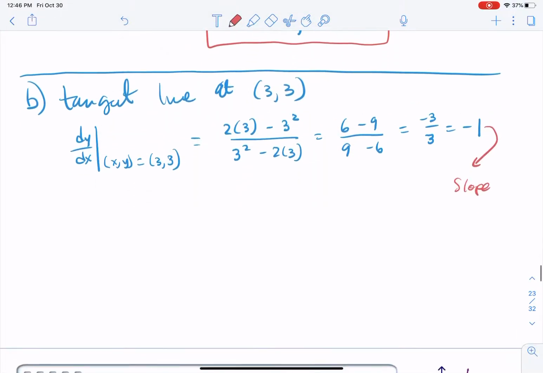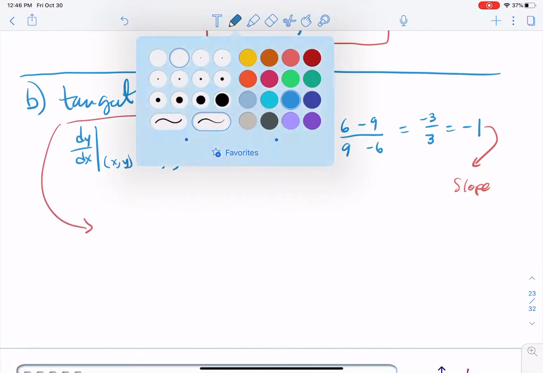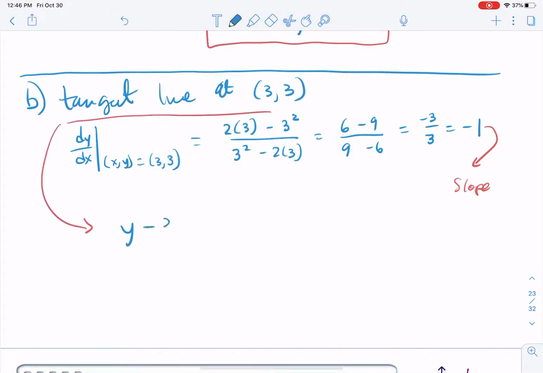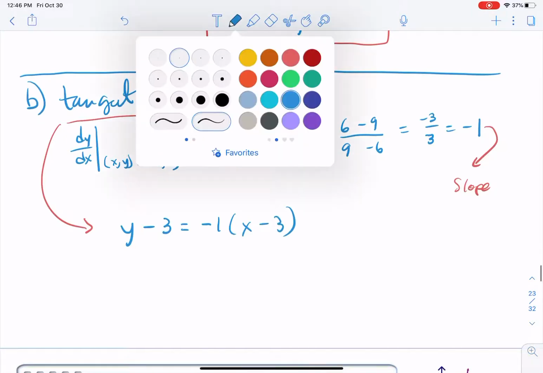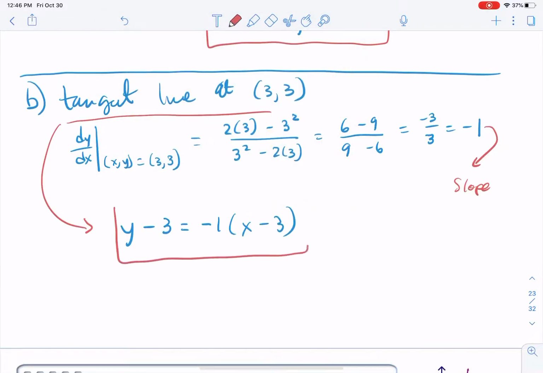We just found our slope. And now combine it up to get our tangent line right down here. y minus 3 is equal to negative 1 times x minus 3. There you go. Nothing wrong with leaving that equation in that form, for sure. Sure, you didn't have to write the negative 1. You could write just a negative sign.